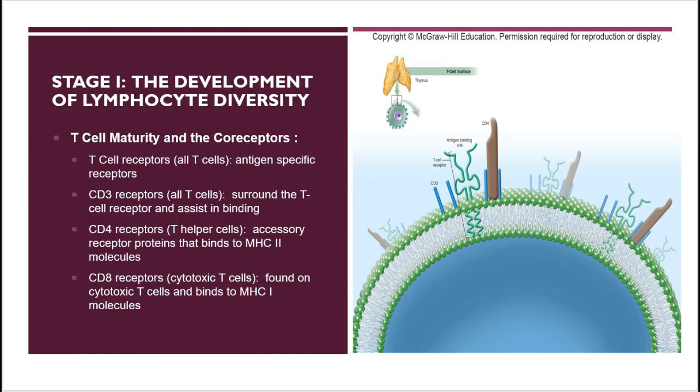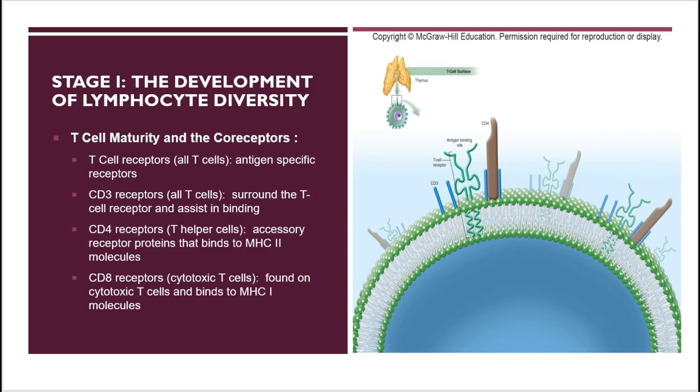So this image actually comes from your text from section 13.2. It can be found on page 355. And this shows the surface of a T cell. Remember, T cells are going to mature in the thymus. All T cells possess what is called antigen-specific receptor.